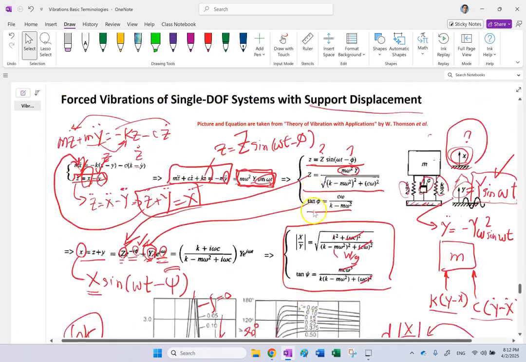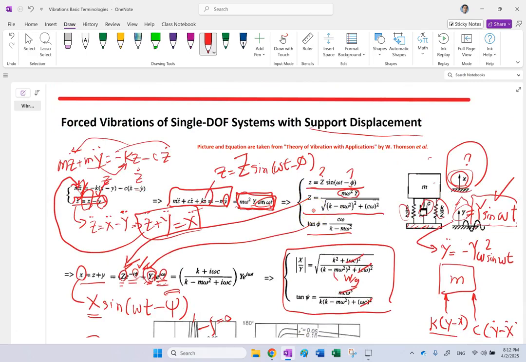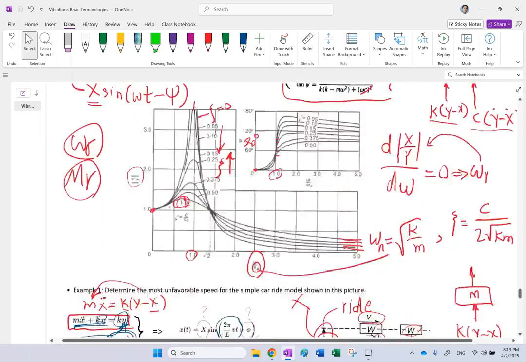Let's go take a look. What is it going to be if I plug in C of 0 here? If I plug in C of 0, as you can see, it is going to be the square root of k squared over (k minus m omega squared) squared. And if I get rid of the square and the square root, it is going to be k over k minus m omega squared, correct?